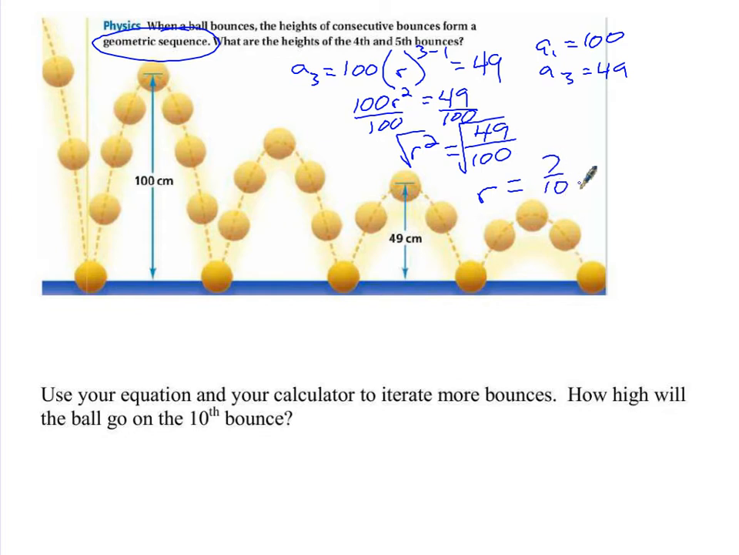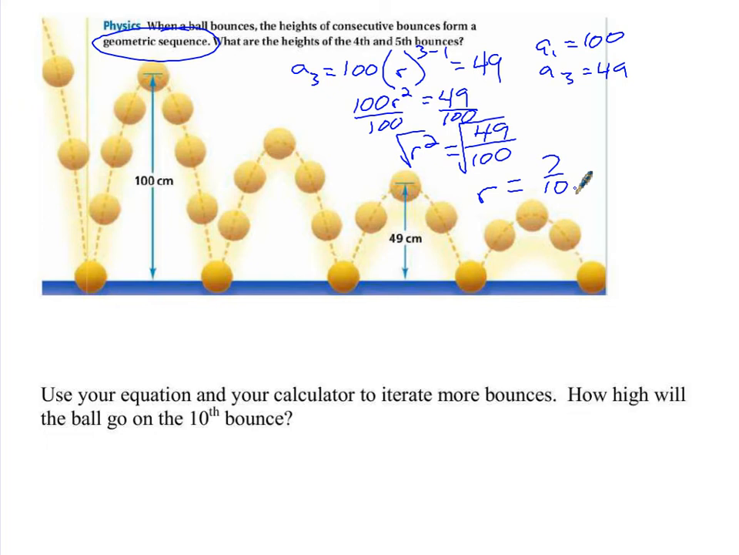Now, technically, if we took the square root of both sides of an equation, we should include plus or minus. But in this case, because the ball is always bouncing positive, if we were to say we could have an r that was a negative number, that would be like it bounces and then it goes below the ground and then it comes above the ground and then it goes below the ground. So the negative in this case doesn't make sense. So just positive 7/10 is the correct common ratio.